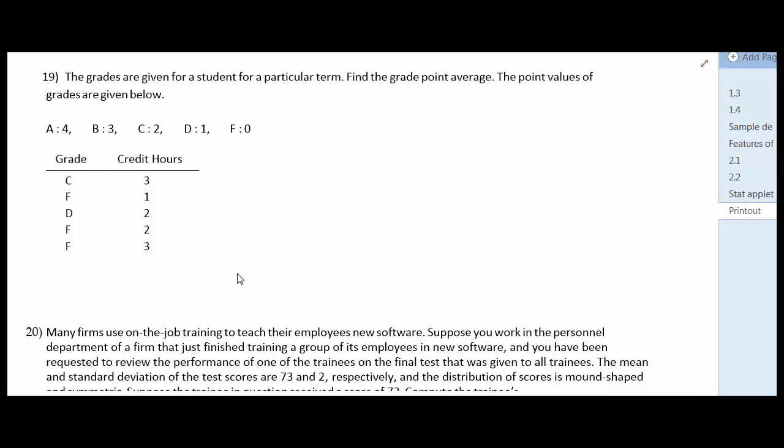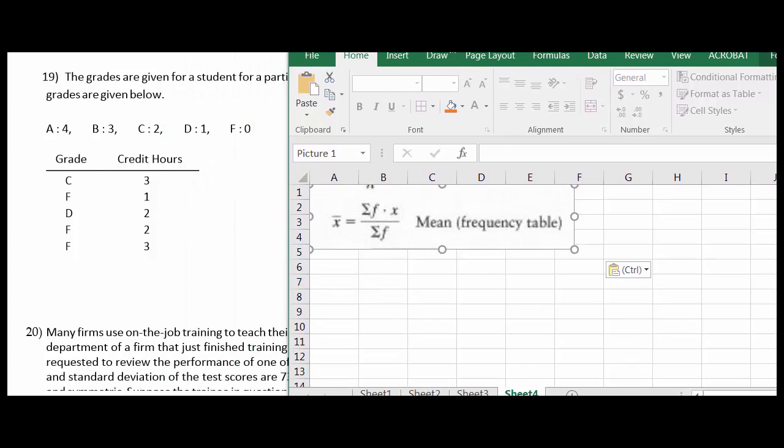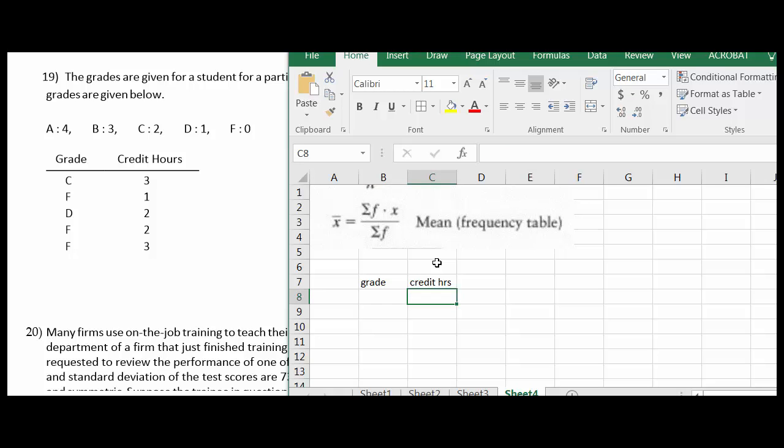All right, number 19. This is a great application of frequency data, what's referred to as how does one even calculate a weighted GPA? So let's go through the example here. We're told the grades that someone earned and how many credit hours they're worth. And we're going to go back and use the mean of frequency data. So we're going to translate each of these grades into its weight. So we'll do weight, and then we'll do credit hours, and then go from there.